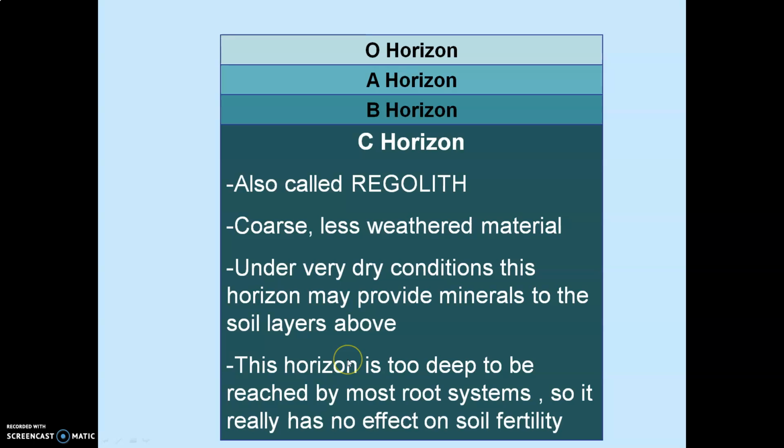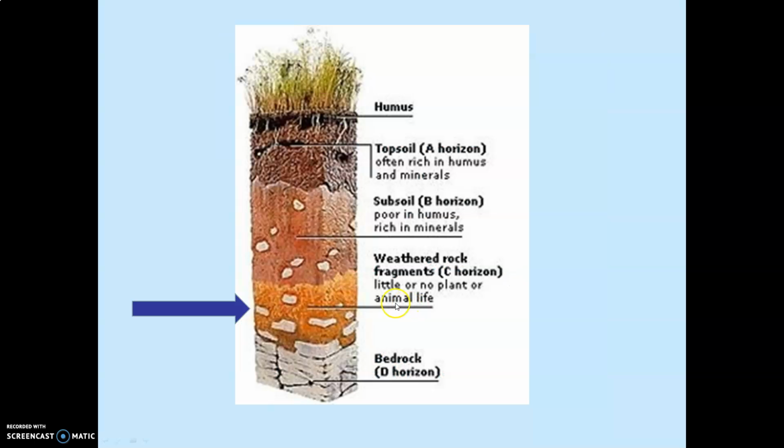Now, this horizon, for the most part, is too deep to be reached by most of the root systems. So this part here really has nothing to do with soil fertility. Soil fertility, how good your soil is, really is about these three layers up here, and most especially about these two layers. So here is our C horizon, our regolith. As you can see, it's chunkier, it's less fine-grained. Basically, it would be like I said, broken up rock.